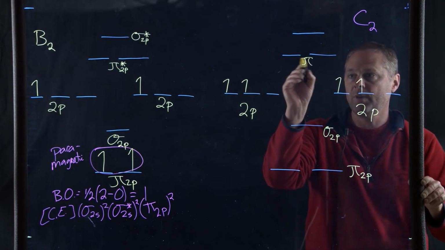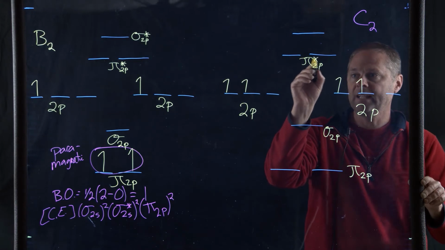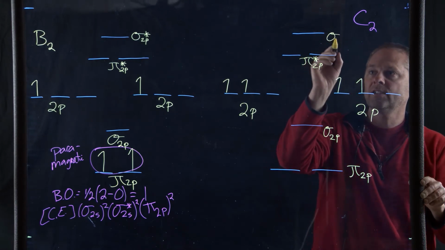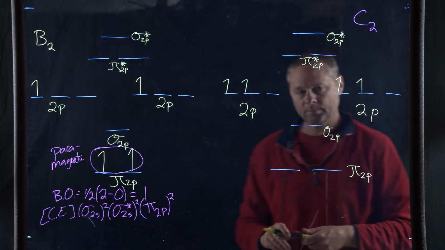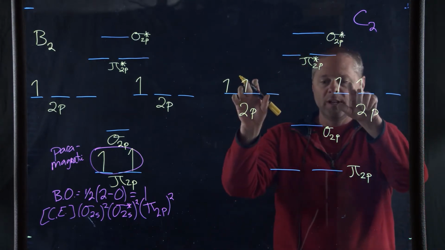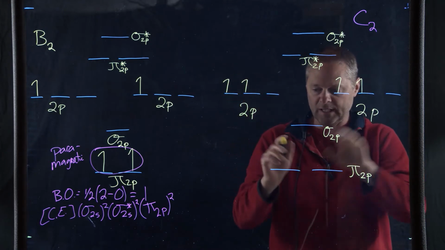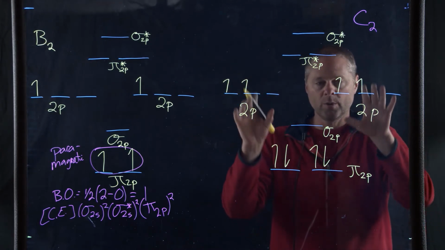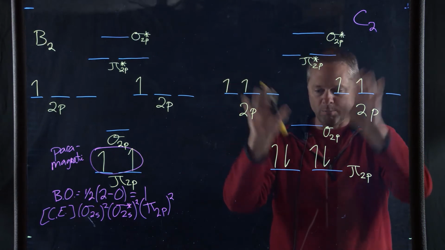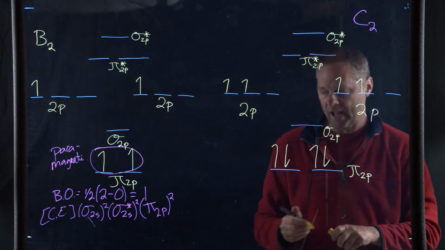This one's going to be the pi 2p antibonding orbital. And this is going to be the sigma 2p antibonding orbital. And we're now going to put these 4 electrons into here. And so we can align them, we'll take them out of the atomic orbitals and put them into the molecular orbitals as such.